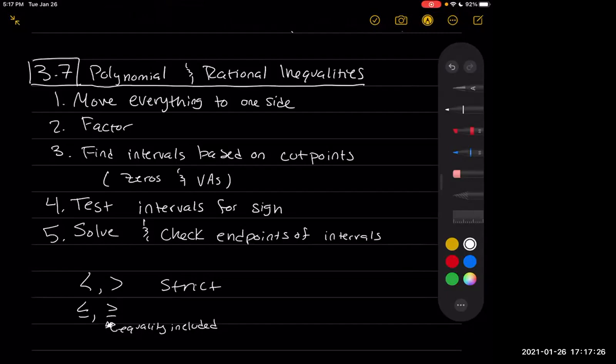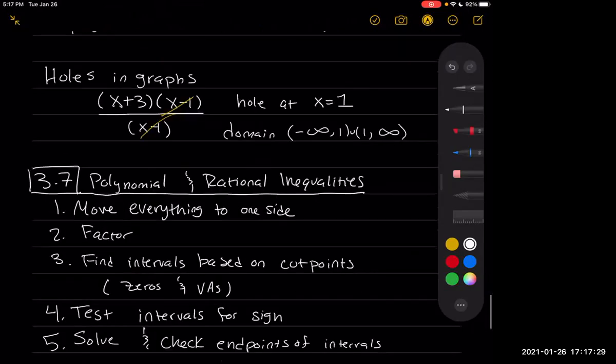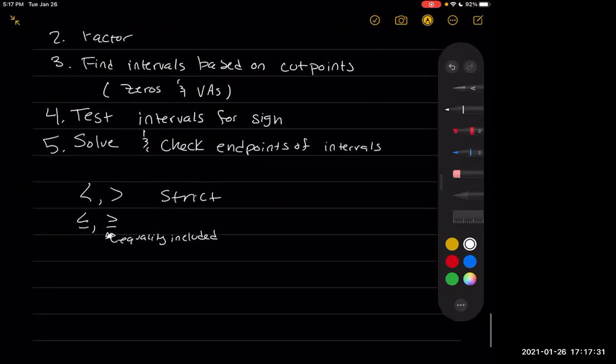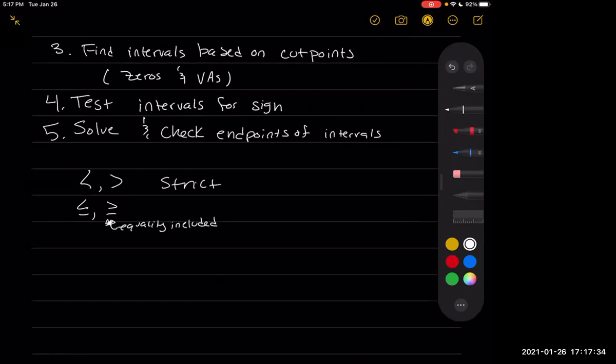All right, so that's a quick overview of everything we have done so far in chapter 3. So good luck on the midterm this Friday.